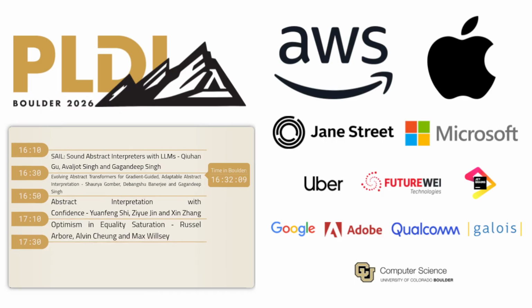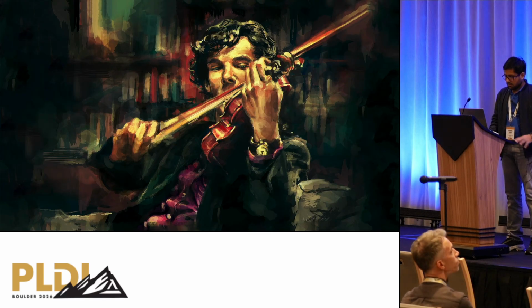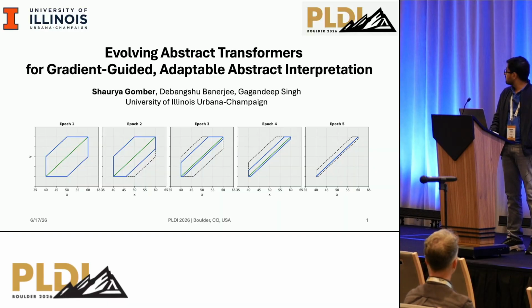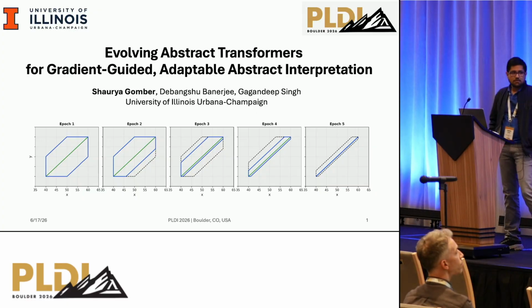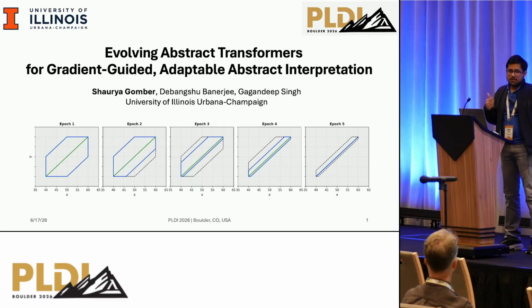All right, while Shaurya is getting set up, our next talk will be given by Shaurya Gomber, also from UIUC, and he'll be talking about evolving abstract interpreters. Hello, am I audible? Yeah.